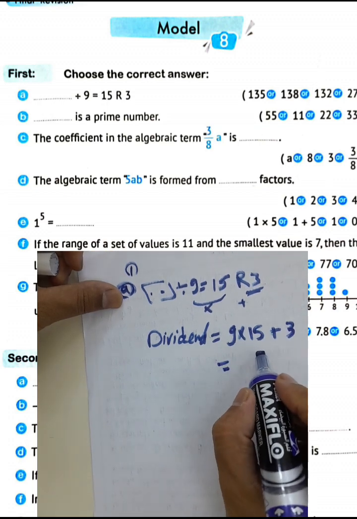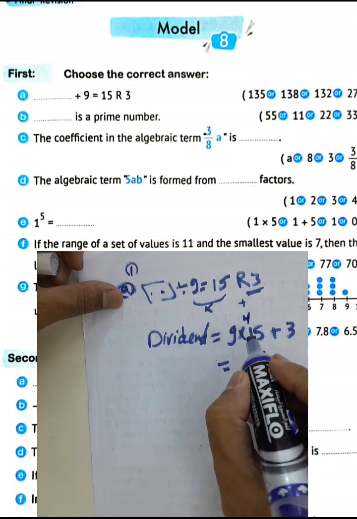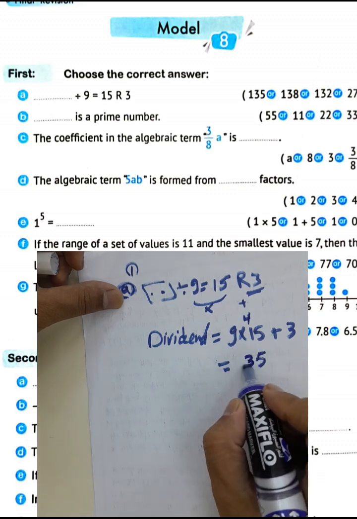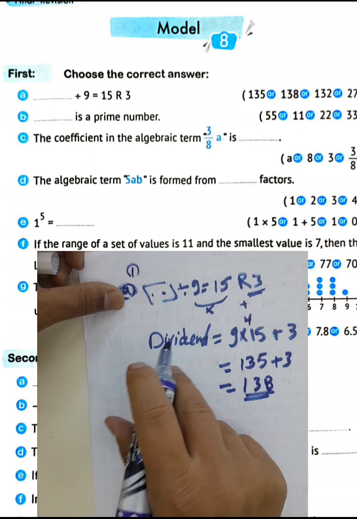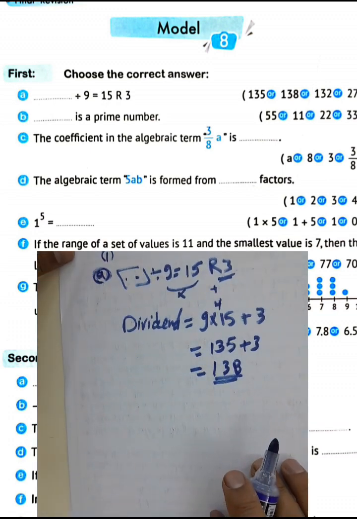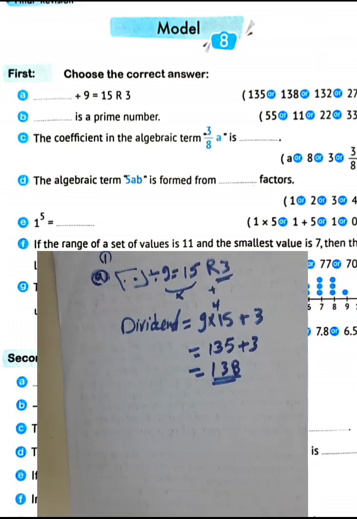5 times 9 equals 45, write 5 and carry a 4. 1 times 9 equals 9, plus 4 equals 13. The result will be 138. We call it the dividend.